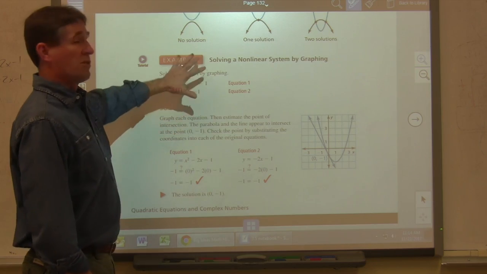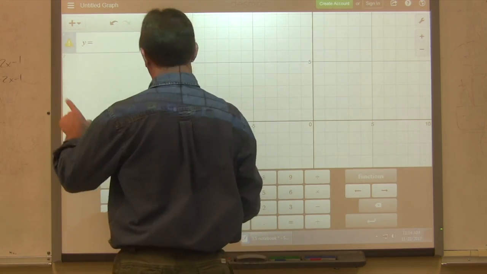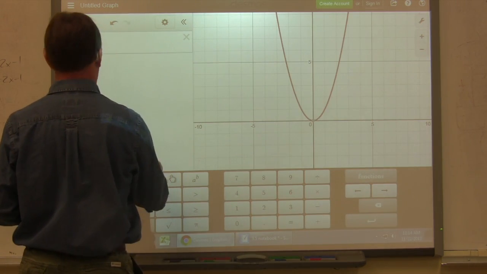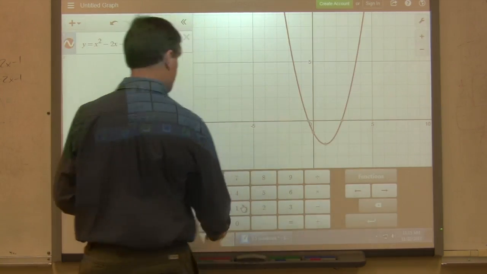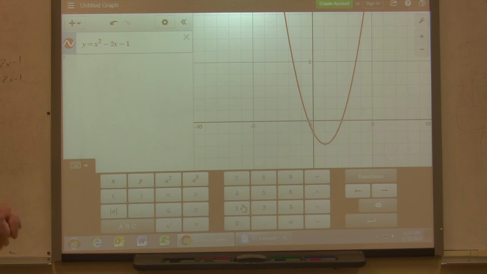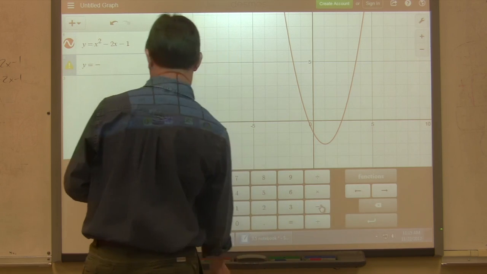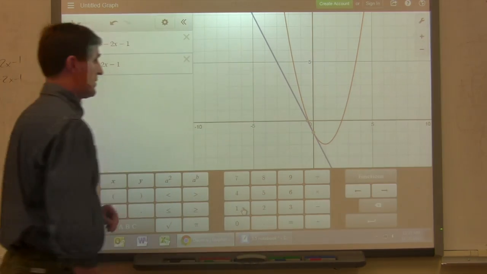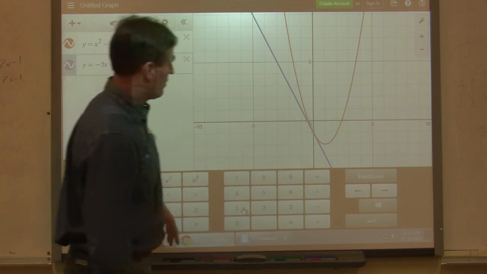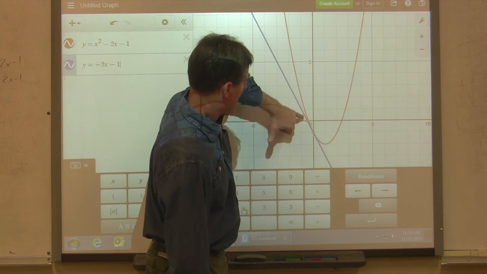So we're going to go to the Desmos and show how you do this. So we go to the Desmos calculator and we type those in. So y equals x squared minus 2x minus 1. So we get our parabola drawn, and now we're just going to add the other equation, y equals negative 2x minus 1. And you can see it comes down here and it crosses, and it just crosses at this one point. That dot there is just on the x-axis.